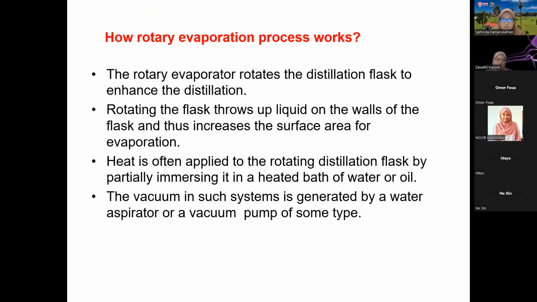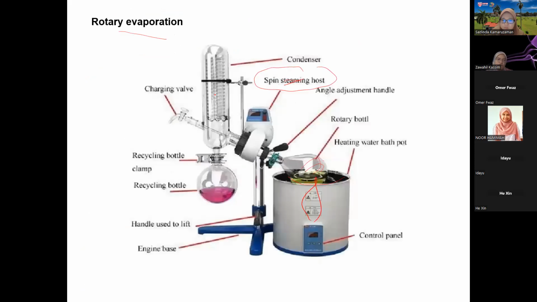The rotary evaporator rotates the distillation flask to enhance the distillation. Sometimes we are curious why the rotation happens. Basically, it substitutes the function of, for example, a flask on a hot plate with a magnetic stirrer in the solution. Why? Because we want to make sure the mixture is always stirred, to increase the distillation process. With the rotary evaporator, because it keeps rotating, the function is quite similar.